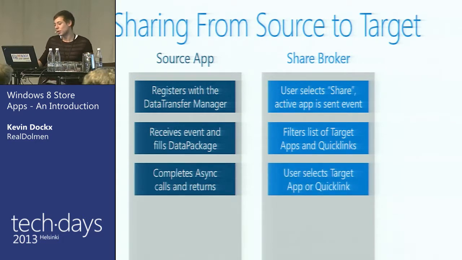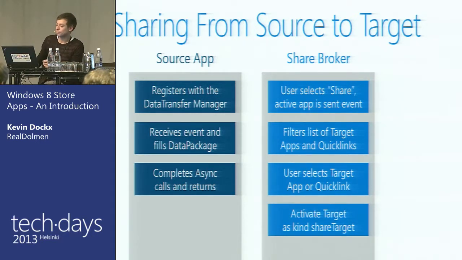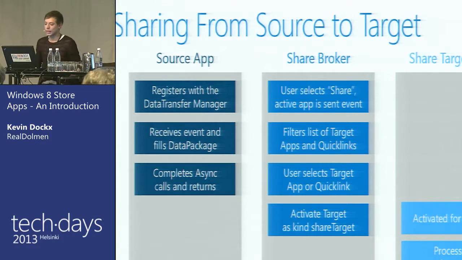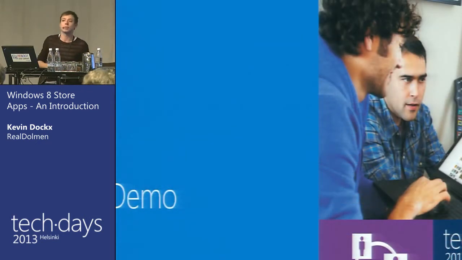So the share broker will automatically show me a list of apps which can share the kind of data I want to share, for example, a picture. The user selects one, and once the user selects an app, it's up to that app to handle everything. So much like the share target, as I've shown you with the searching, it will have to implement the necessary event handlers to ensure it can share the data. But as far as I'm concerned, I'm the source app, I don't have to do anything anymore. And like that, I've added functionality to my application without having to write almost any code for it.